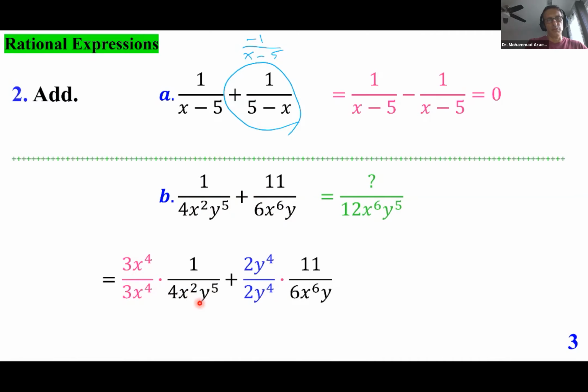So the denominator in both cases, notice, becomes this LCD. Now these two, when we multiply, we get 3x to the power of 4. Over here, we get 22y to the power of 4.